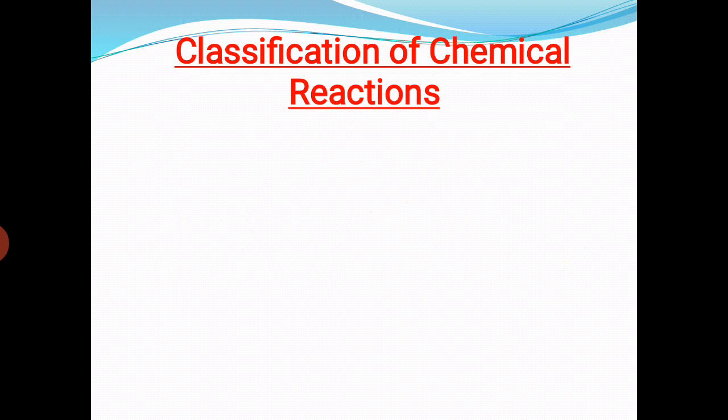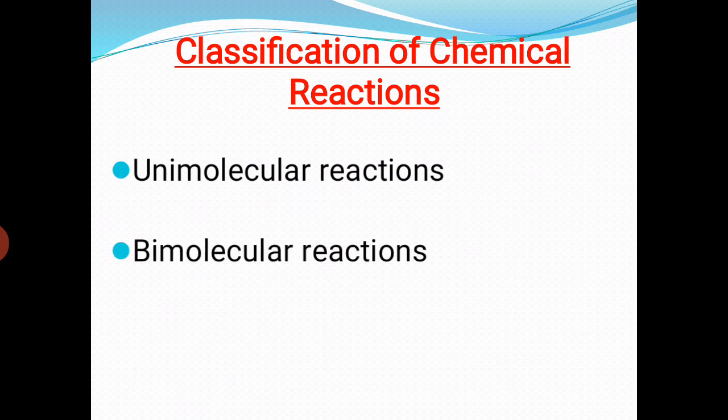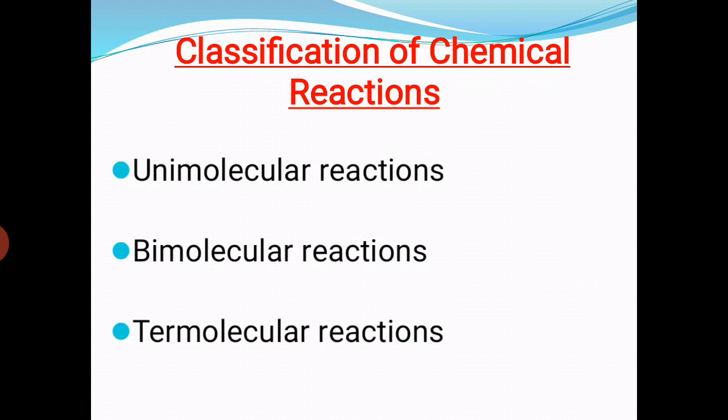Depending upon the number of molecules that are taking part in chemical reactions, chemical reactions are classified as unimolecular reactions, bimolecular reactions, termolecular reactions, or these are also known as trimolecular reactions. Unimolecular reactions are those reactions in which only one reactant molecule is participating. Bimolecular reactions are those in which two molecules are taking part, while termolecular reactions are those in which three molecules of the reactants are taking part in the chemical reaction.